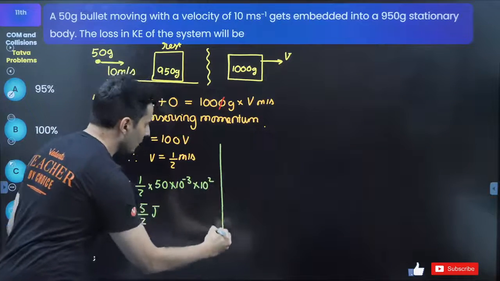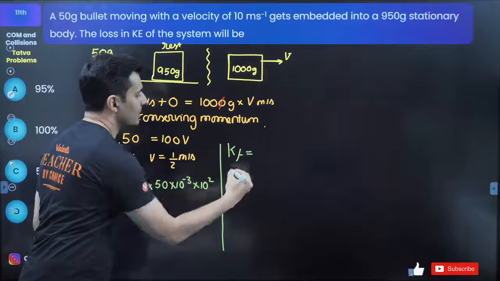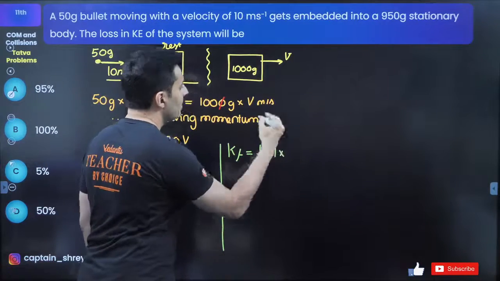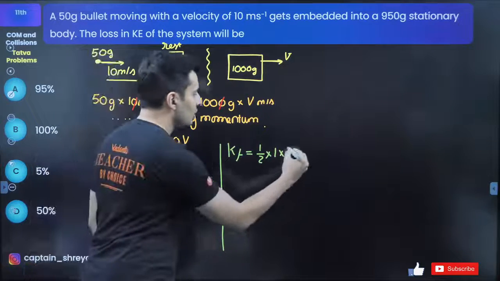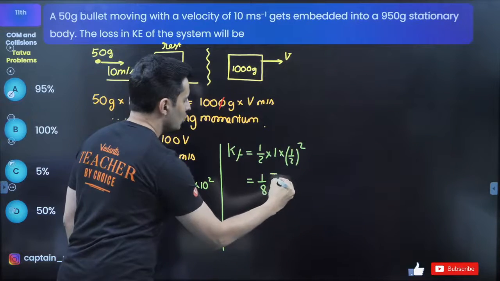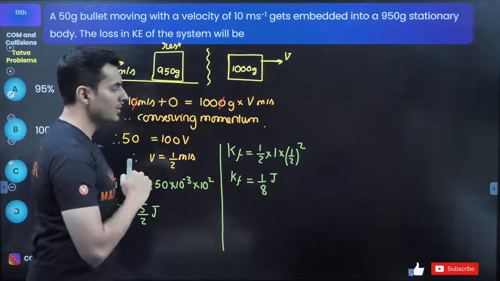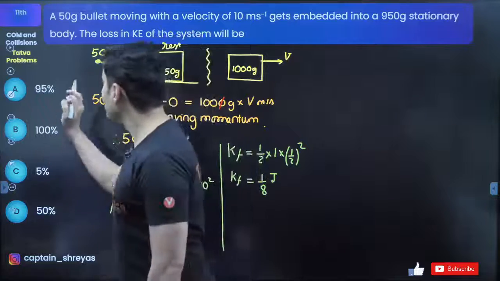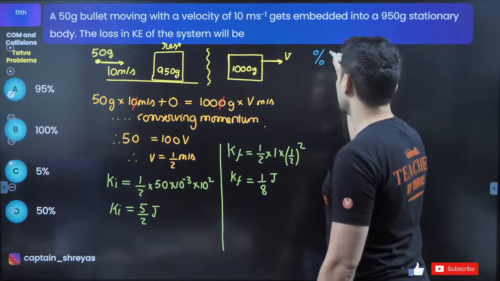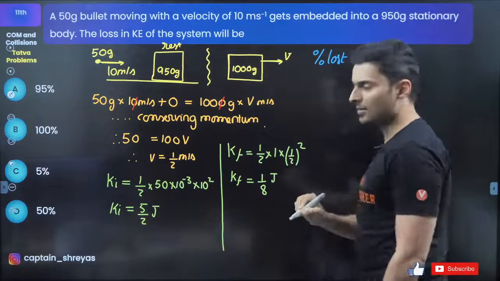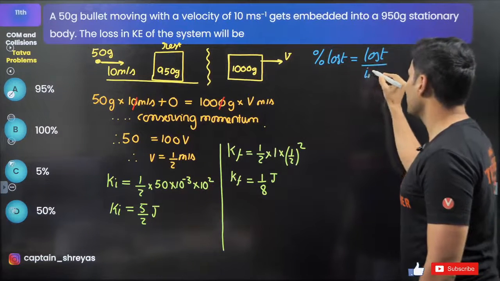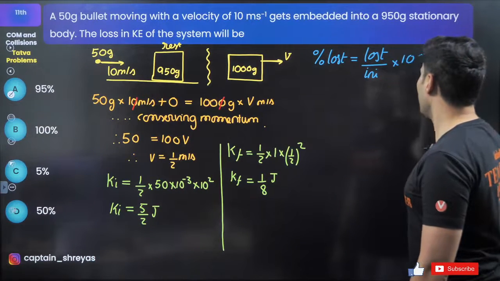Similarly, I can also find the final kinetic energy, which will be half into mass. 1000 grams is 1 kg. Velocity, I just got it as half, so it will be half square. So this will be 1 by 8 joules. That is your final energy. Now the question says, how much energy is lost? Percentage energy is lost. So the percentage energy which is lost is, first calculate how much is lost upon how much is there initially, and then multiply by 100.